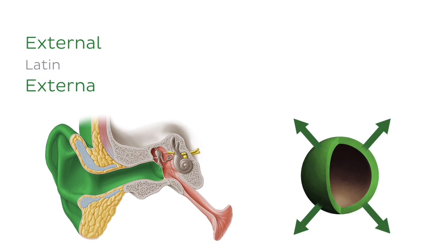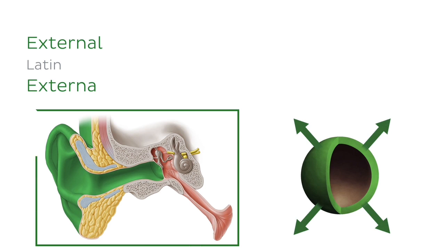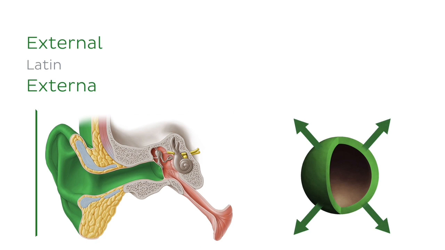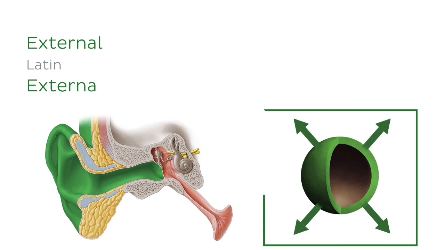The term external can have a number of meanings or interpretations, and most obvious perhaps is that it means that the structure is open to the external environment. And as you can see in the left image, we're showing the outer ear. The highlighted areas can be referred to as external, as the structures are open to the outside environment. In the right image, you can see this sphere giving you a visual representation of what external means, so moving towards the exterior.